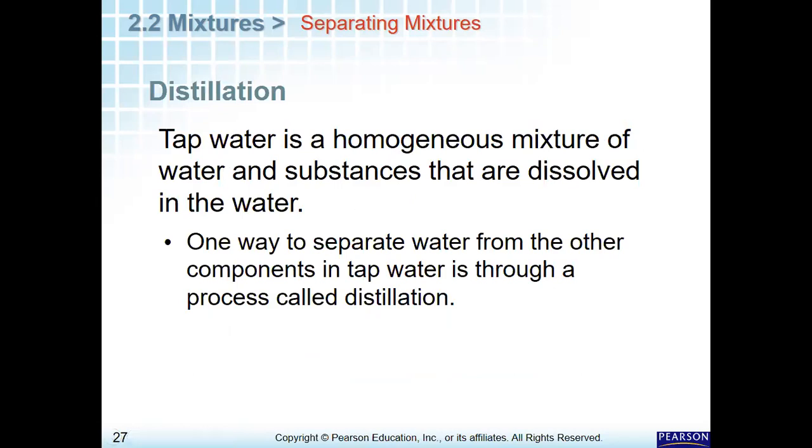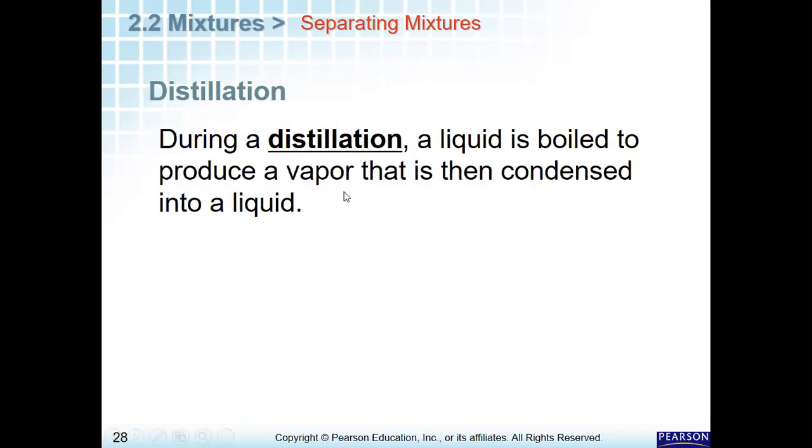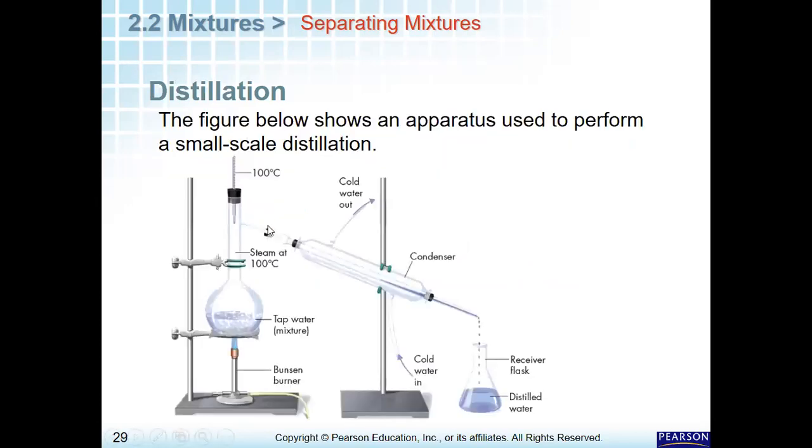Distillation, guys. For example, tap water is a homogeneous mixture of water and substances, as you saw before, the minerals inside it that are dissolved in this water. One way to separate water from the other components in the tap water is through the process called distillation, guys. During distillation, the liquid is boiled to produce a vapor, then you condense it again into liquid again. That's the figure of the apparatus you use to do distillation.